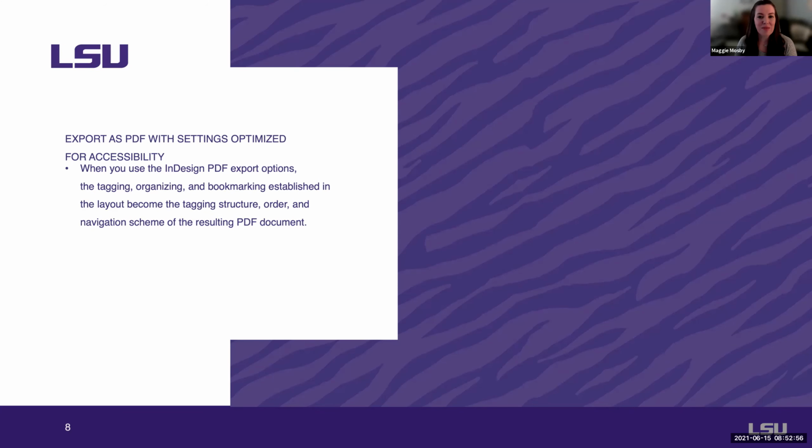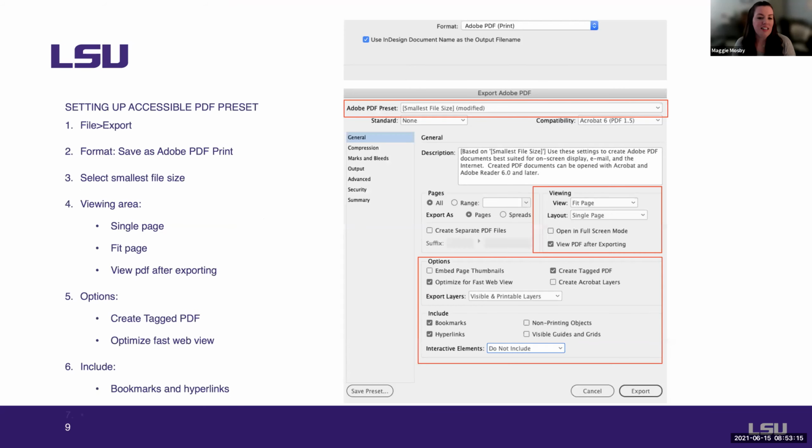All right, so now we're going to talk about how to set up a preset for your PDF accessibility. When you export your PDF, there's going to be different options to choose, and all of this will become the tagging structure, order, and navigation scheme of the resulting PDF document. So on the next slide, we go through the steps. Again, we're in InDesign. So File, Export, and then you have all of these different options.